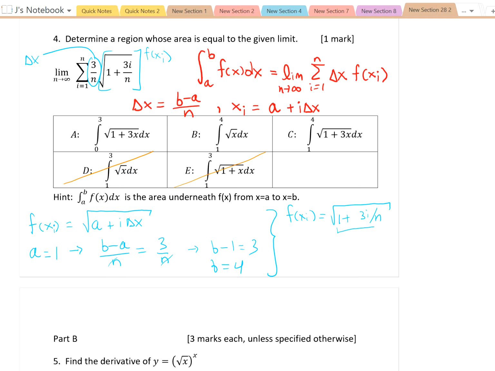Because everything in here, that's x sub i. So f of x sub i is the square root of x sub i, and that means f of x is the square root of x, evaluated from 1 to 4. So choice B. The other ones don't match. They have the wrong f of x, the wrong function in there. The 3 is, in a sense, counted twice and the a is counted twice. It's double counted for choice C, and then for choice A, it's just all wrong. C is very tempting.